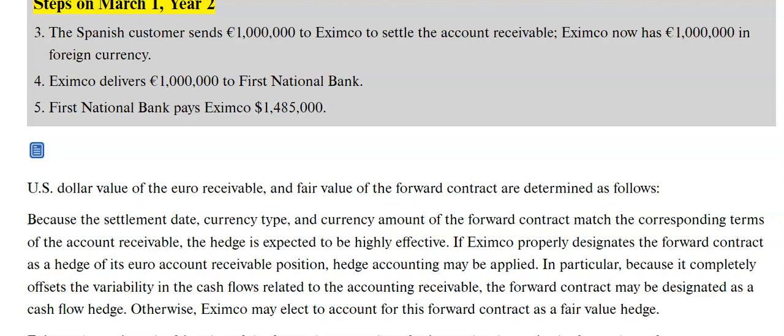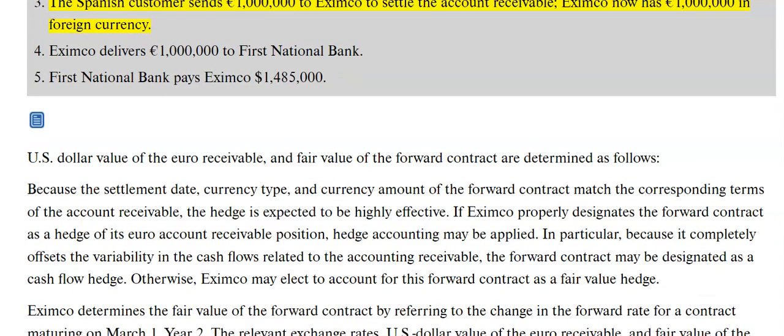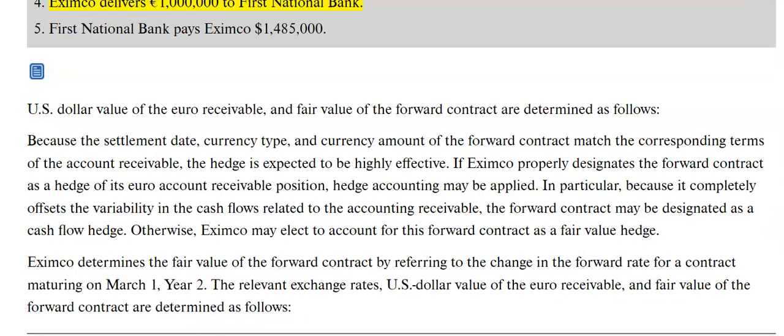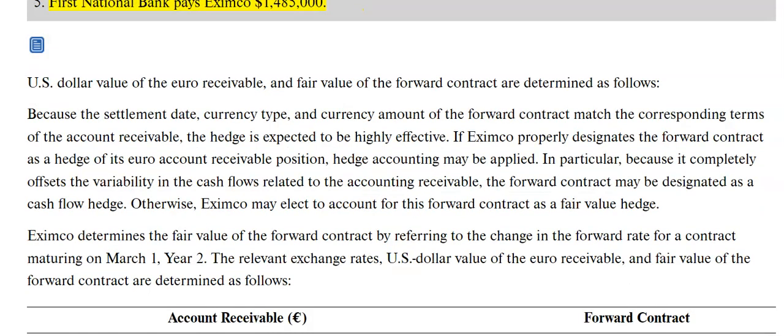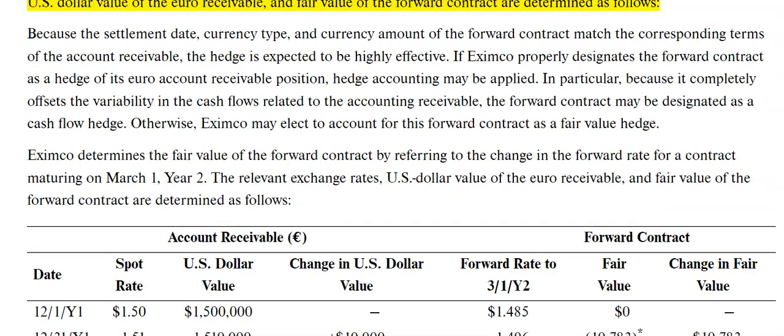Steps on March 1, year 2. The Spanish customer sends 1 million euros to X & Co to settle the account receivable. X & Co now has 1 million euros in foreign currency. X & Co delivers 1 million euros to First National Bank. First National Bank pays X & Co $1,485,000. US dollar value of the euro receivable, and fair value of the forward contract are determined as follows.